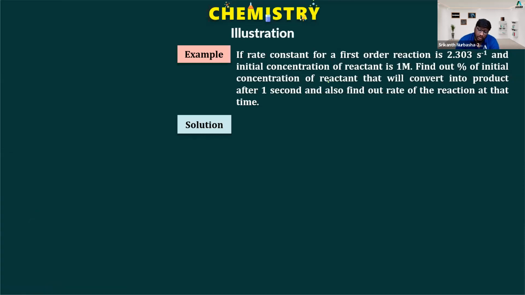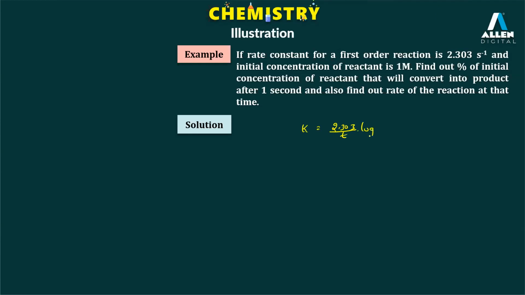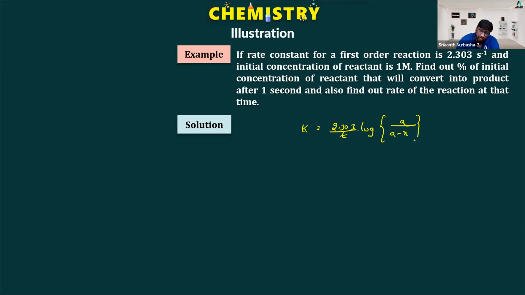So we have the equation. What is our equation? K is equal to 2.303 by T into logarithm of A by A minus X. Or you can say concentration of A at time 0 divided by concentration of A at time T. If the rate constant of the reaction is given as 2.303, initial concentration of reactant is 1 molar. So substitute that. Rate constant is 2.303.